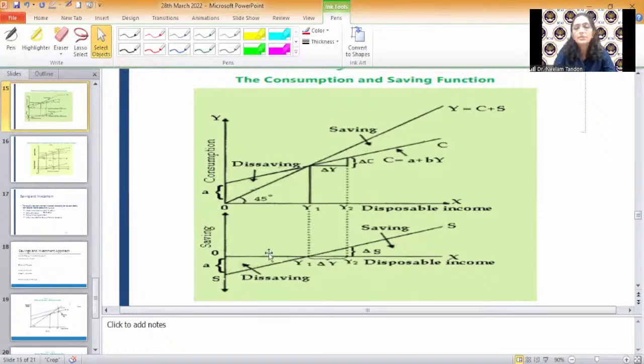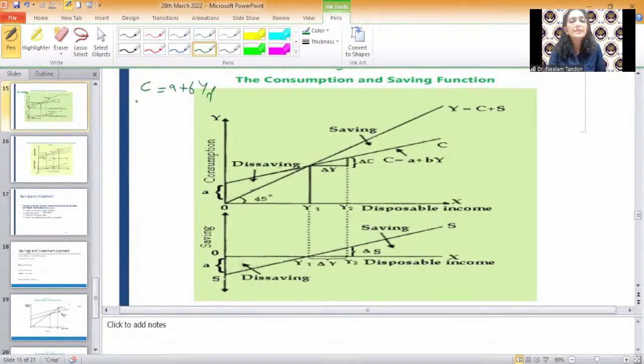Now this is the consumption and saving function. Here we can see the concept of consumption. So how did we write the consumption function? We write the consumption function as C is equal to A plus B by D.